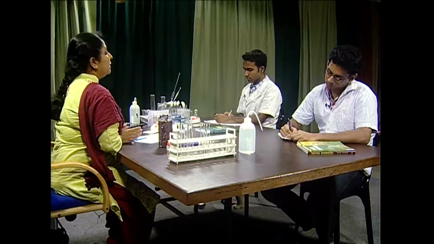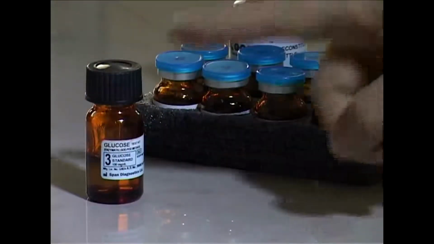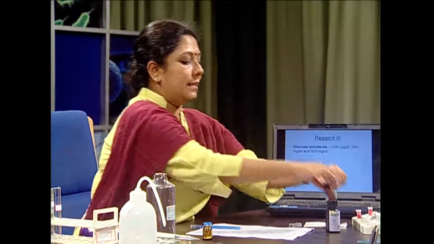Reagent 3 is nothing but glucose standard. In some kits, 3 standards are available: 100 milligram per deciliter, 300 milligram per deciliter as well as 500 milligram per deciliter. But in our kit, only 2 standards, 100 milligram per deciliter and 500 milligram per deciliter, are supplied.